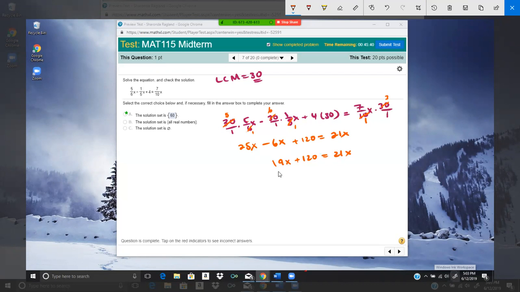All right, so now move your variables to the same side. So I choose to move the 19x over to the right. You do the opposite, so minus 19x, minus 19x. Okay, I have 120 is equal to 2x, and then divide by 2. So 60 is equal to x. And again, you just put the 60. Don't write x equals 60. It's going to count you wrong.